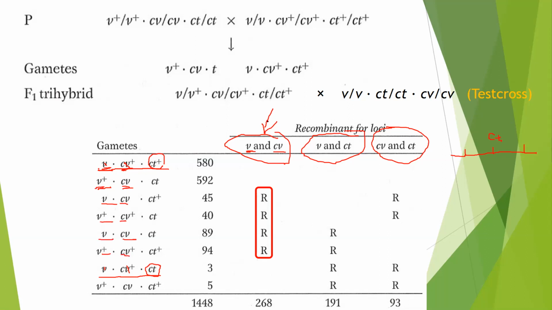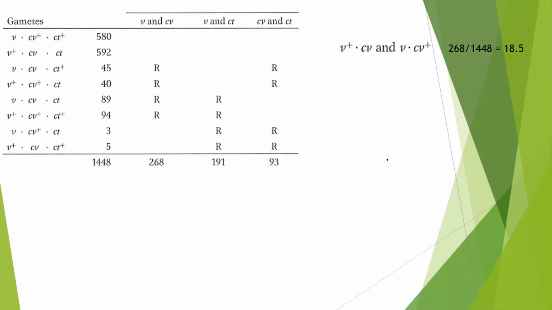So first, when we look at these 2 genes, if we want to use the 2-gene model to calculate the distance between these 2 genes, we need to figure out which category represents the recombinants in terms of these 2 genes. The same thing when we look at this gene pair, we're going to figure out the recombinant progeny for these 2 genes, and the same for this, right? Okay, now when we have this information, we can easily calculate the genetic distance.